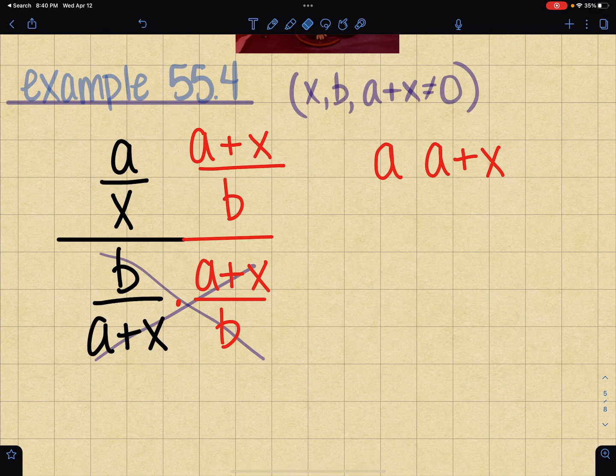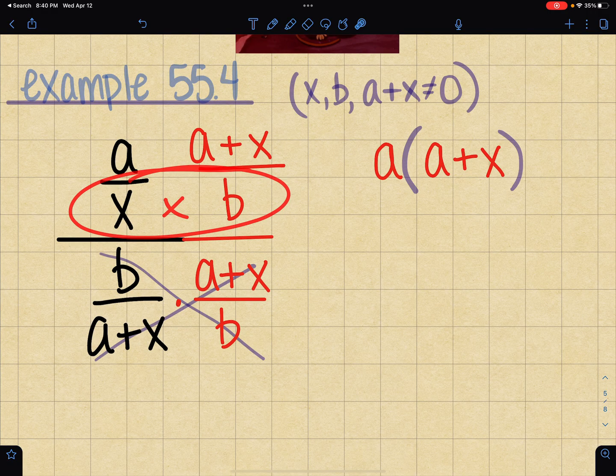This is an entire quantity. You have to multiply a by everything over here. You have to also multiply it by the x. So if you multiplied it out, this would end up being a squared plus ax. That's why the parentheses are important. You would get the wrong answer if you didn't do that. All right, let's move on.